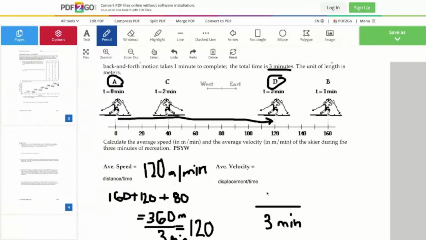The next thing you look at is the direction. So D is to the east of A. So we say that the direction of displacement is east. So the velocity would be displacement over time, which is 40 meters per minute in the east direction. It's important that you mention the direction because velocity is a vector.